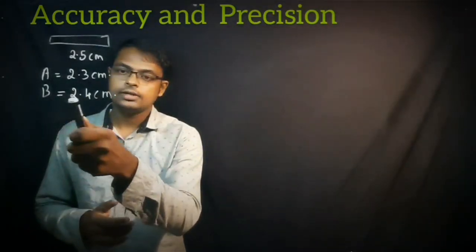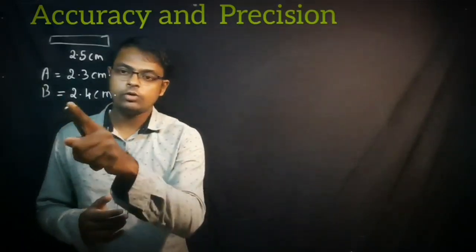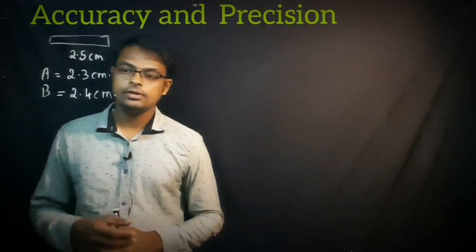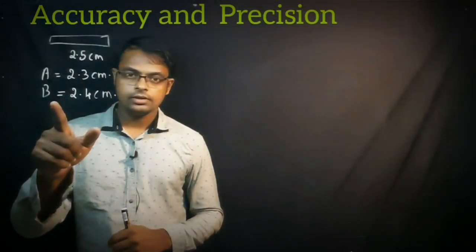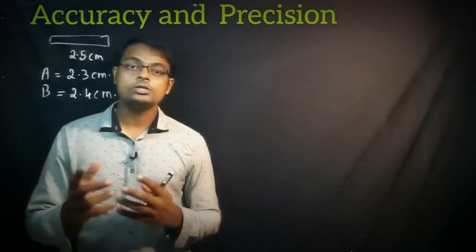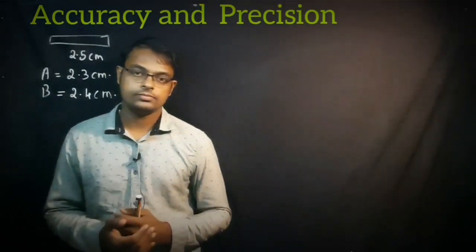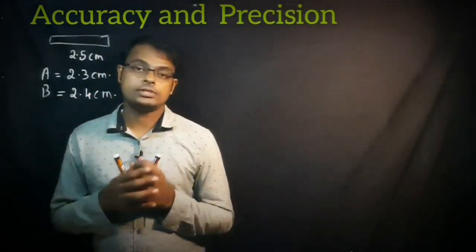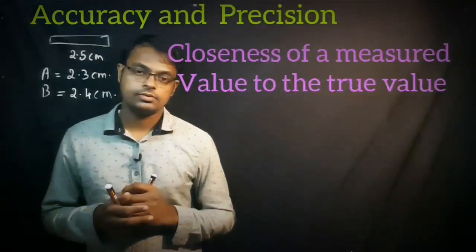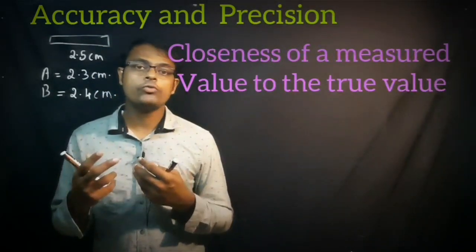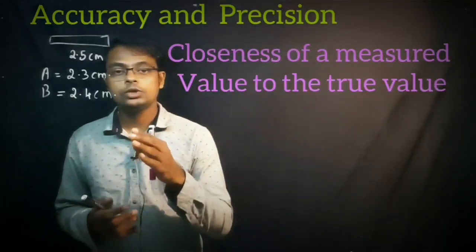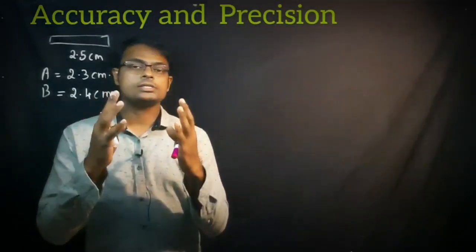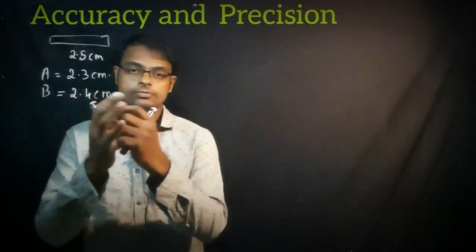Definitely you can say that the measured value of B is more close to the true value. So what we can say is that the student B value is more accurate. Student B is more accurate. So what is meant by accuracy? You can see the definition. It is the closeness of the measured value to the true value, and that is called accuracy.